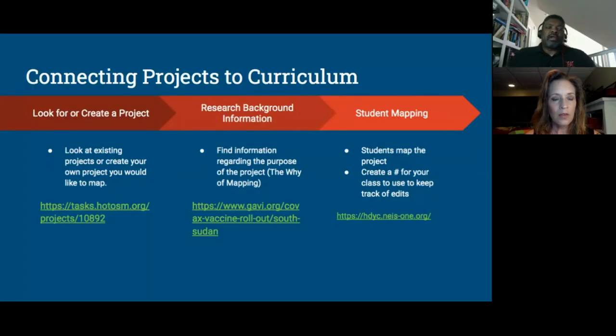So how to connect projects to your curriculum. One of the first things we do is look for or create a project. If you're interested in creating a project, you can contact the great folks at Teach OSM, which we are a part of, and we can help assist you in creating that project and getting it out there at task.teachosm.org, and see where is there a part of the world that you'd like to map, or is there a project locally?